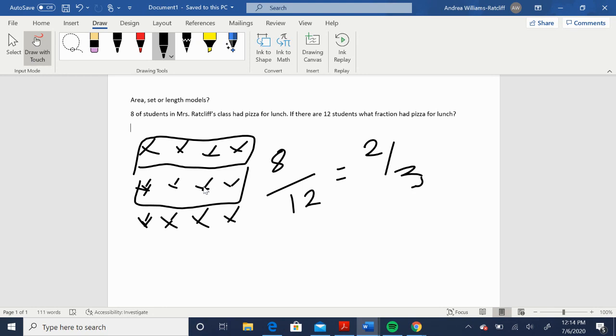Okay, so what we hope to get students to see here is that these are equivalent fractions. Okay, they mean the same thing. 8 out of 12 was worth the same amount of 2 out of 3 groups. Okay, I would have the same number of students if I took 8 out of the whole class or 2 groups out of 3 groups of 4 students. Okay, so that is a set model.